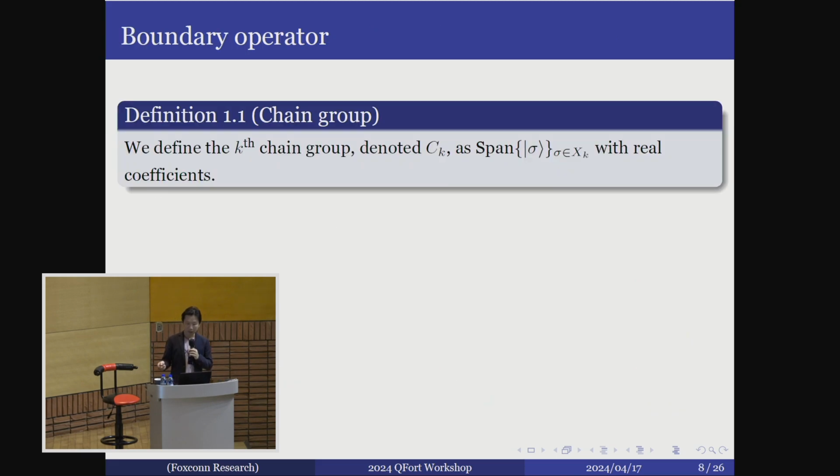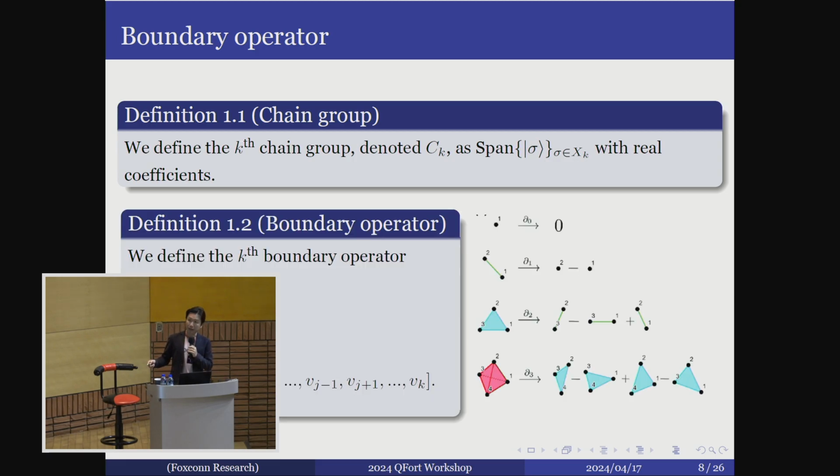And then we can define what's called the chain group. The chain group is just spanned by your simplices. And remember that these simplices are indexed by the vertices. Okay? And then once you have a chain group, you can define the so-called boundary operators that take you from the K chain group to the K minus 1 chain group by this. So this is just to erase the k-th point and introduce a phase.